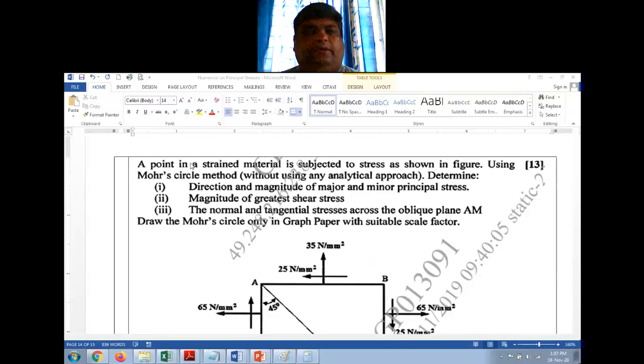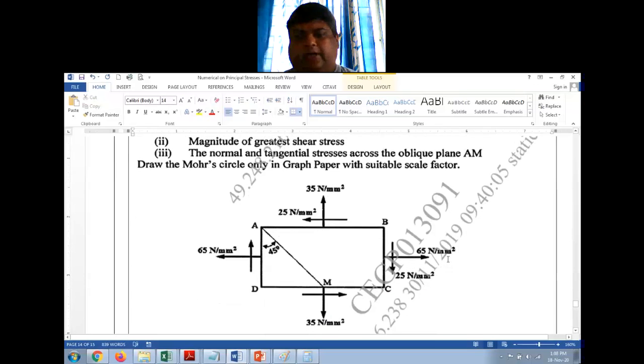A point in a strained material is subjected to stress as shown in figure. Using Mohr circle method without using any analytical approach, determine direction and magnitude of major and minor principal stress, magnitude of greatest shear stress, the normal and tangential stress across the oblique plane AM. Draw the Mohr circle only in graph paper with suitable scale factor.